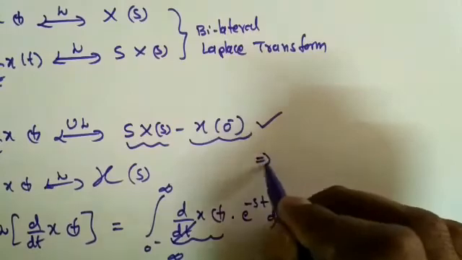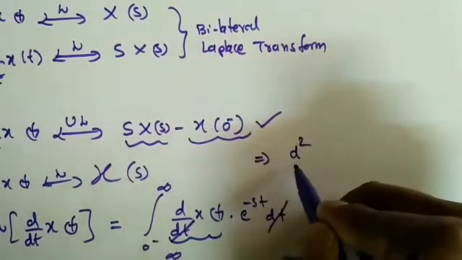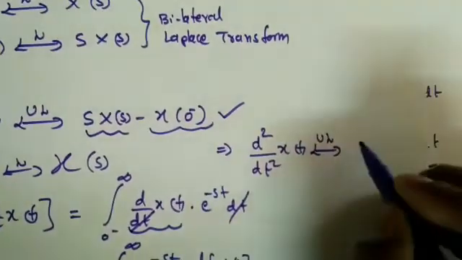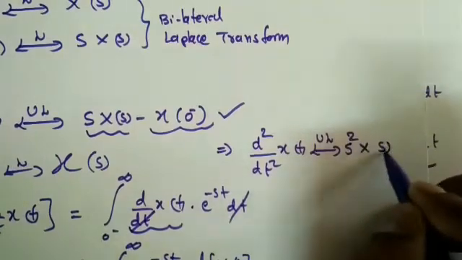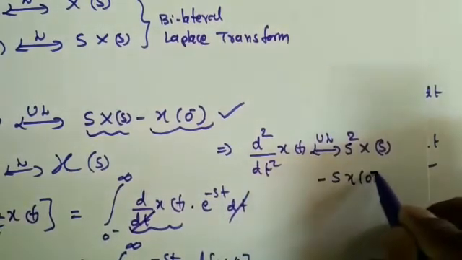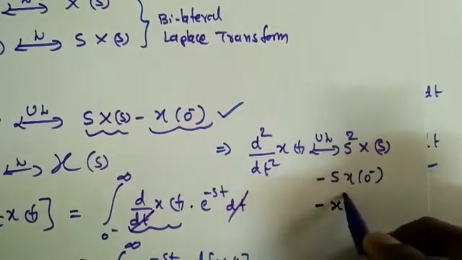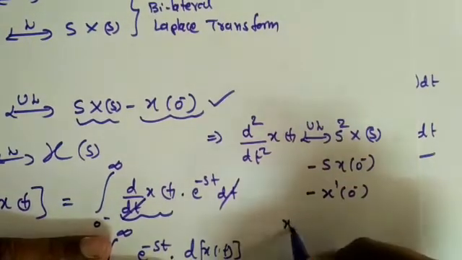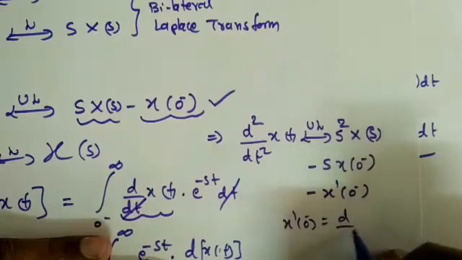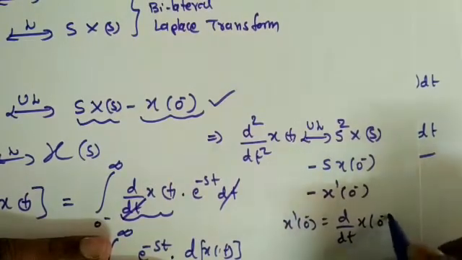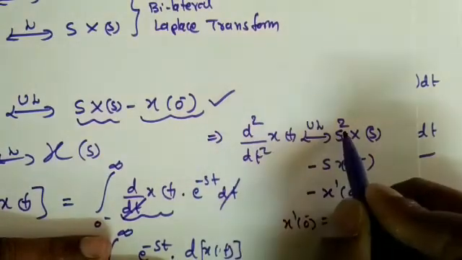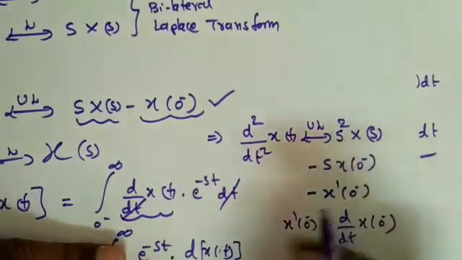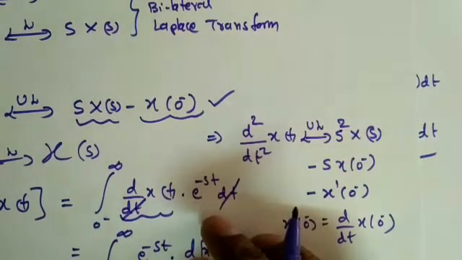Now suppose there is a second order differential equation, d square by dt square x of t. For this, what is the unilateral Laplace transform? So s square into x of s minus s into x of 0 minus x dash of 0 minus, right? We'll get one more extra term, that is x dash of 0 minus. What is this? x dash of 0 minus is nothing but d by dt of x of 0 minus. Similarly, for cube we'll get s cube, then s square, then s, then x double dash also, and so on, right? So this is the differentiation in time domain property.